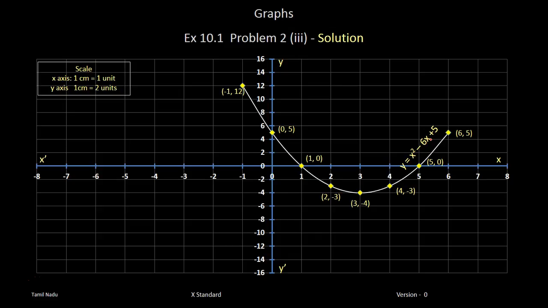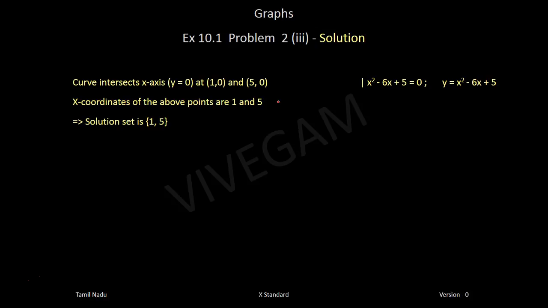Now, to find the roots, you have to find where the graph cuts the x-axis, that is y equal to 0. So it cuts at this point and at this point. So the roots of the graph are x equal to 1 and x equal to 5. The curve intersects the x-axis, that is y equal to 0, at the points (1, 0) and (5, 0), right? And this is a function, right? Therefore, the roots are 1 and 5. That is, the x values only we have to take as the roots.